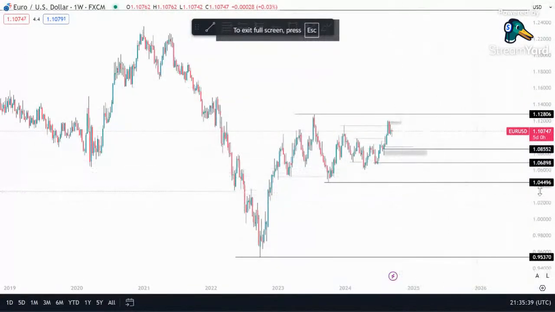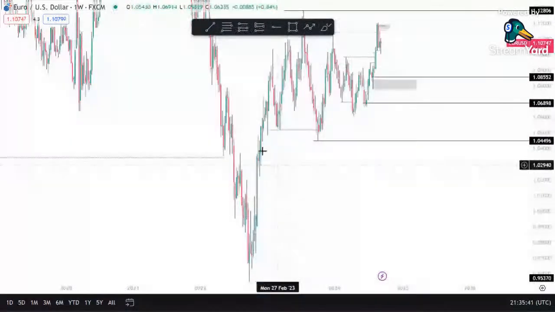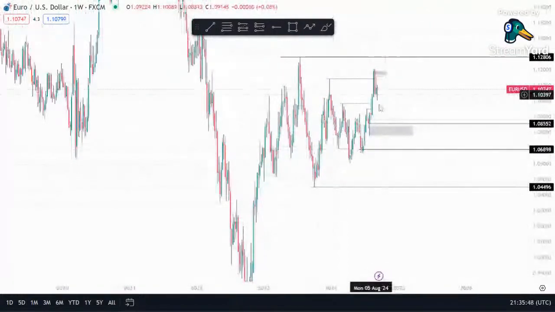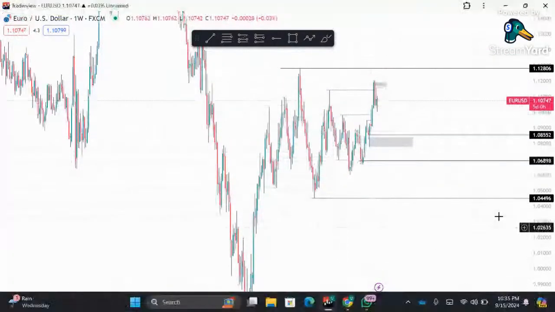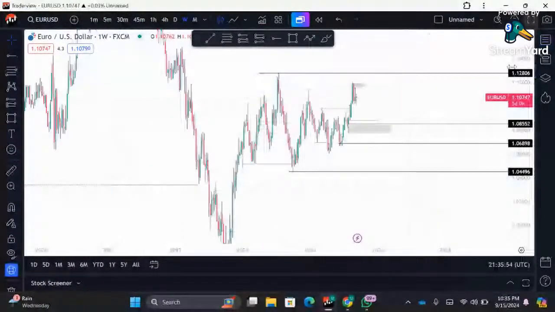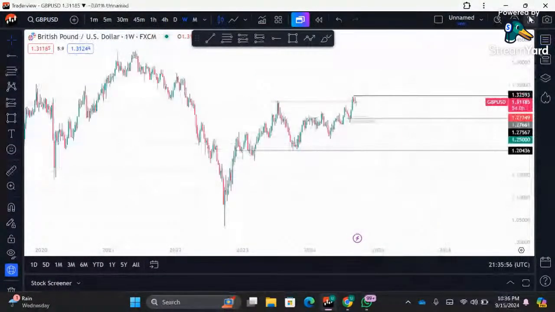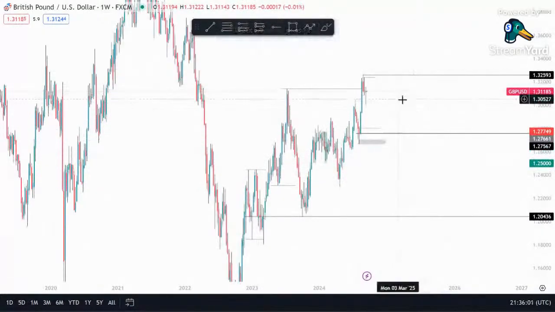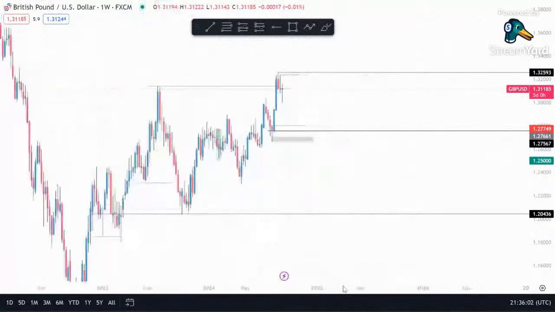But look at the EU, it is not even clear. The sweep of the low was not clear. It was just somehow, but still bullish. So GU is very clear. Yeah, so this is what I'm basically expecting.